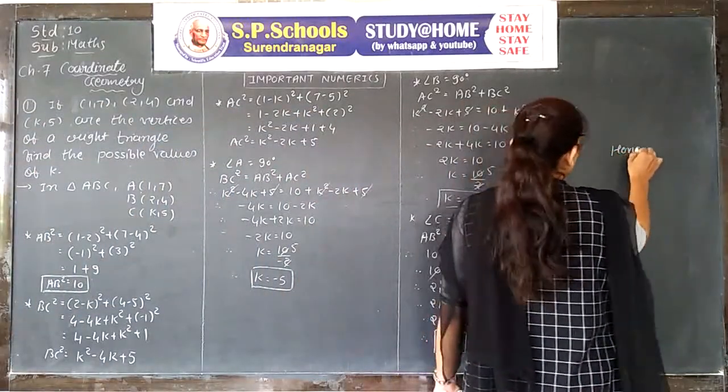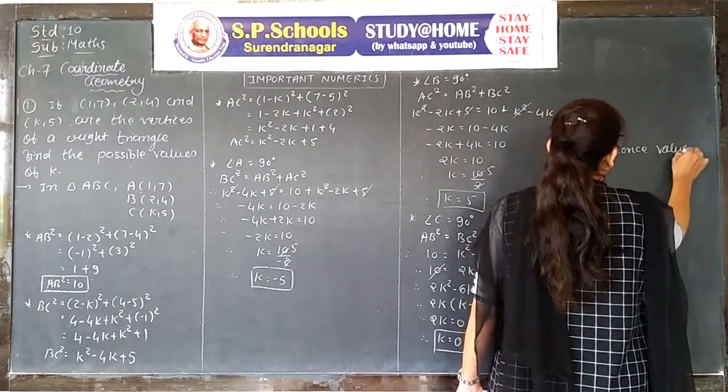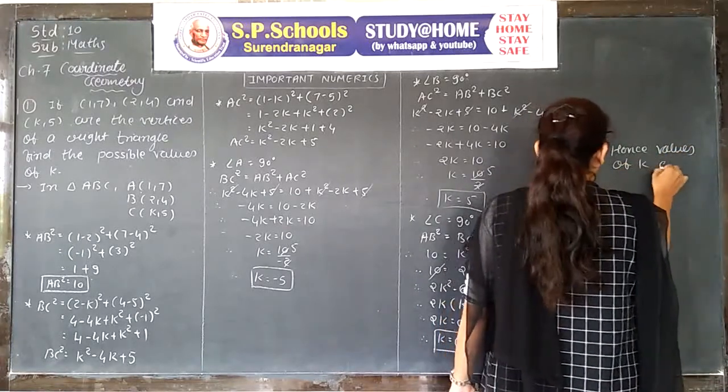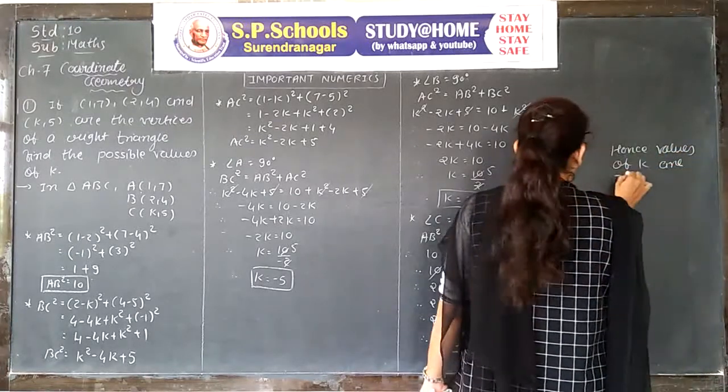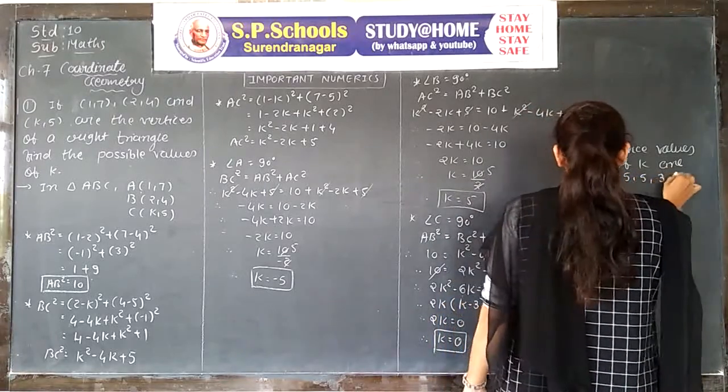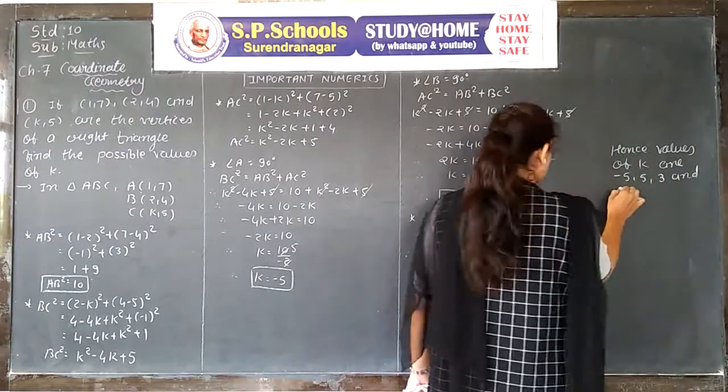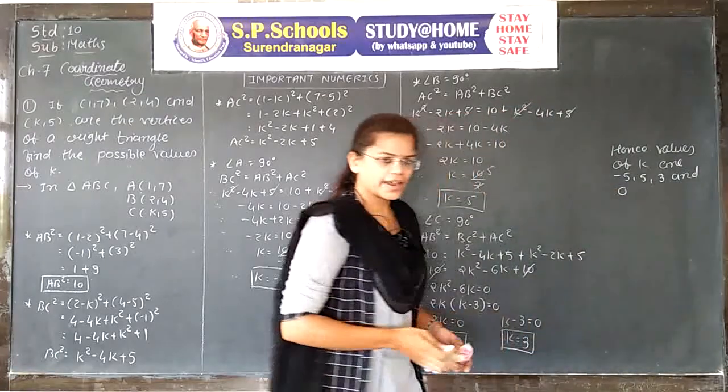There are different values of K obtained. Hence, the values of K are minus 5, 5, 3 and 0, or 0 and 3.